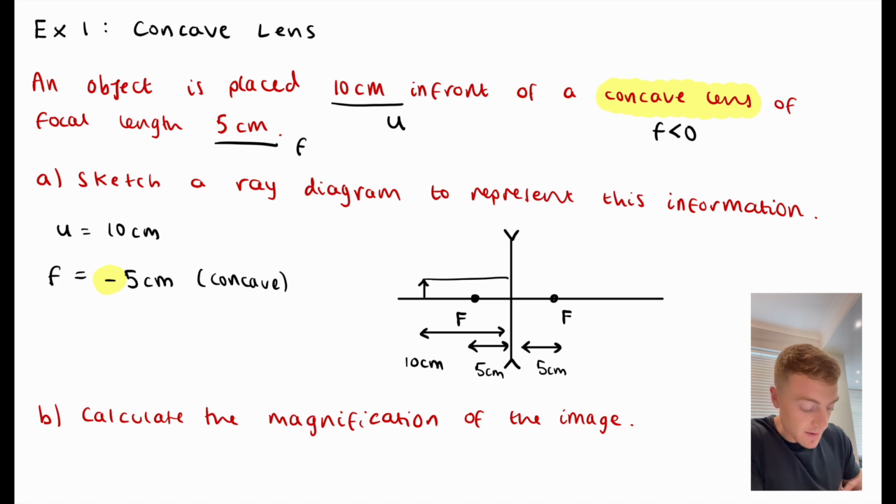Let's draw in a parallel ray, trace back to the focal point, it gets diverged. Then let's draw our unrefracted ray through the center of the lens, and where the two rays appear to meet, so they don't actually meet, therefore they form a virtual image. And that will be my lens diagram.